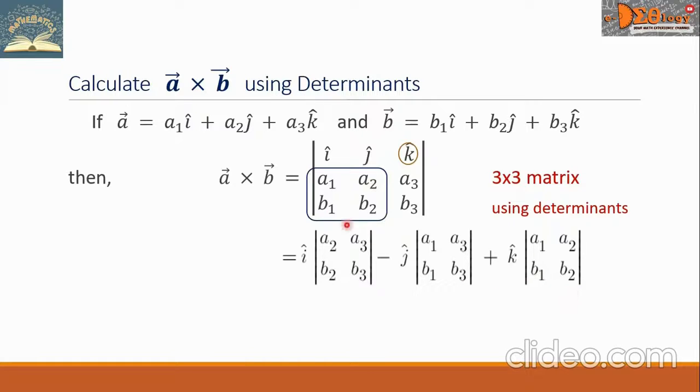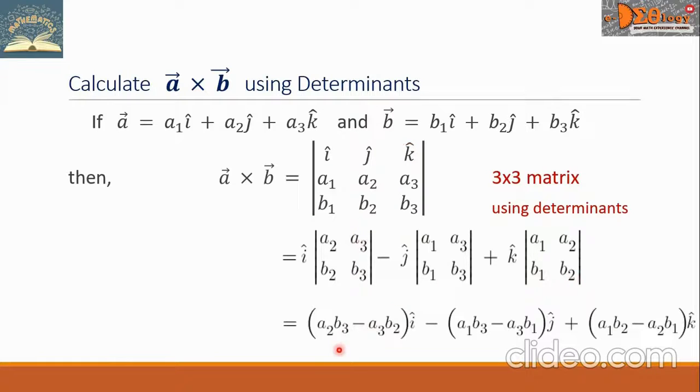Then we will just take the determinants for each of the square matrices, and it becomes like this. It means the i multiplied by a sub 2 times b sub 3 minus a sub 3 times b sub 2. Then we copy the minus sign, we go to the next element j. That is now a sub 1 times b sub 3 minus a sub 3 times b sub 1. Then plus, we go to element k: a sub 1 times b sub 2 minus a sub 2 times b sub 1.